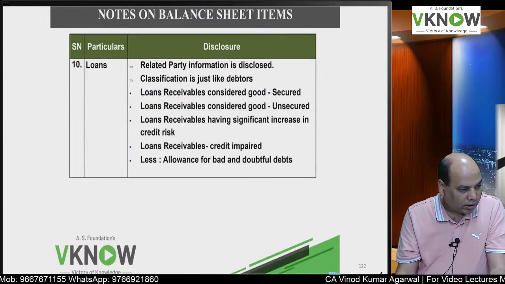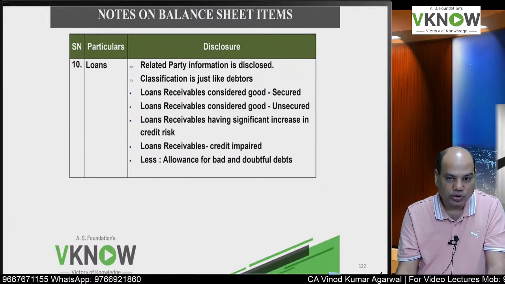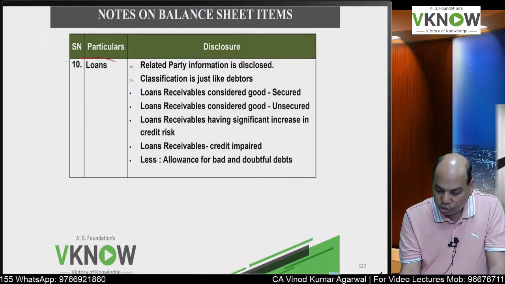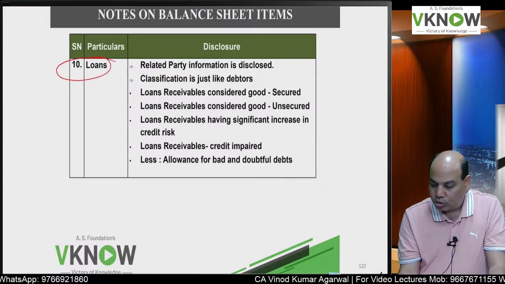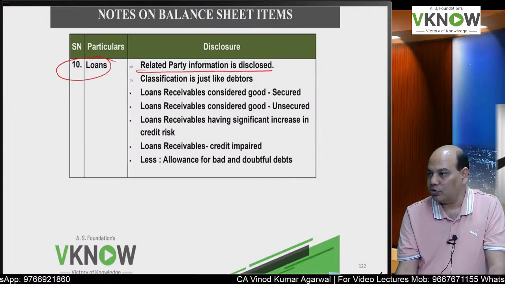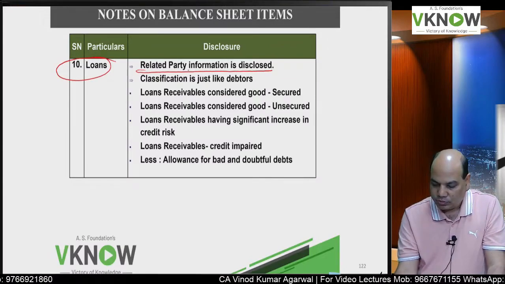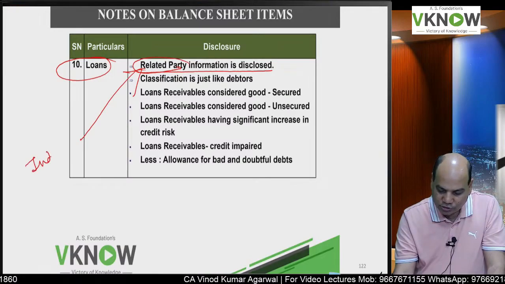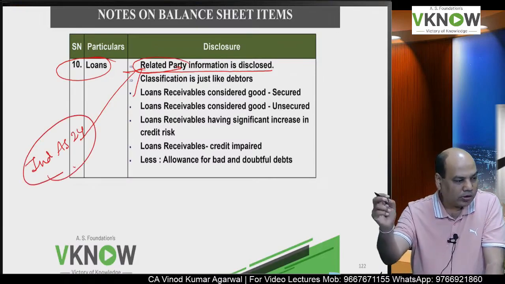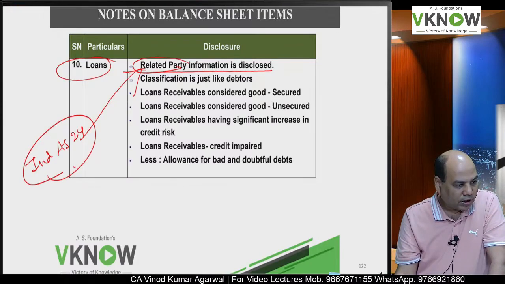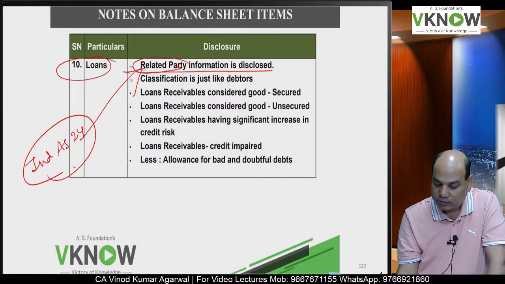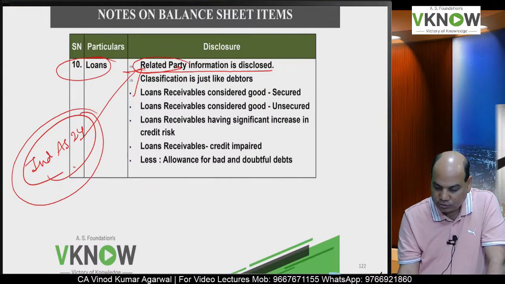Okay. Then we will come to loans disclosure. If you have given any loan to a related party, it will be disclosed separately. Which standard deals with related party? Ind AS 24. So we will see there is a long list of related parties and they will be disclosed if you have given a loan. Same disclosure is there in this standard also.